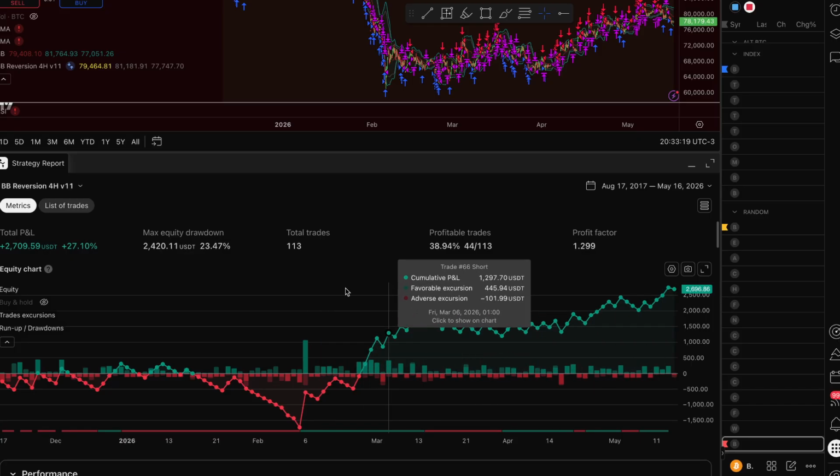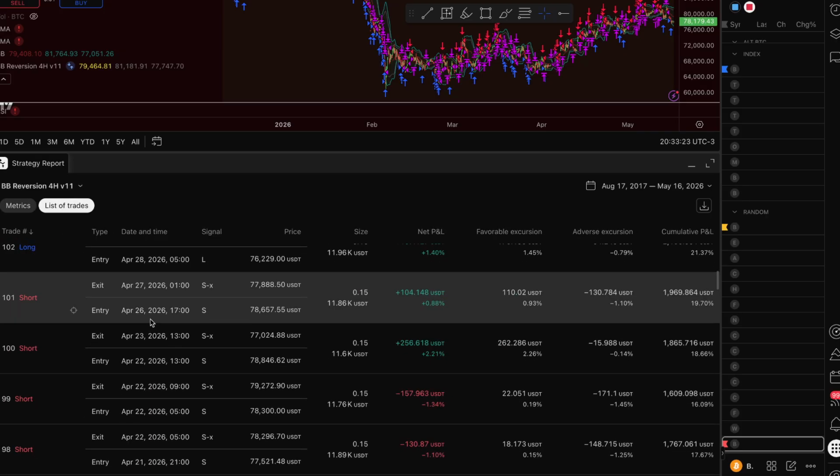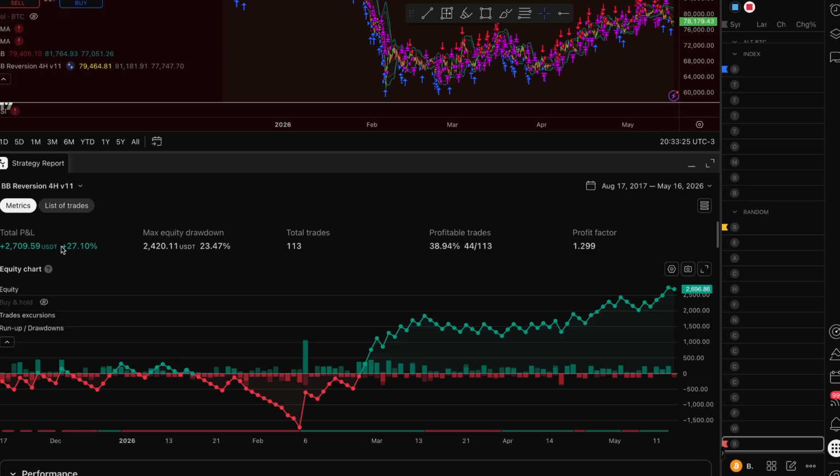As you can see, this is, for example, on a $10,000 account. Here's the exact trades that it took. You can scroll through every single one of them. And the profitability would have been about 27.1% with the equity chart shown below that.